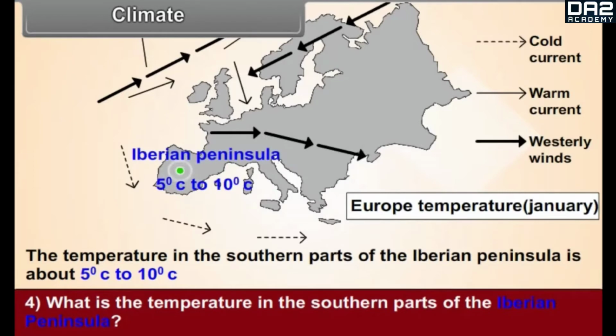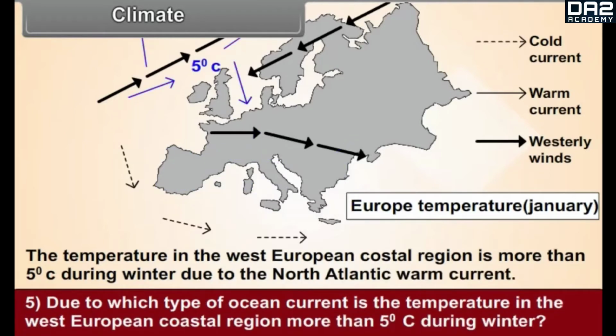Number 4. What is the temperature in the southern parts of the Iberian Peninsula? Number 5. Due to which type of ocean current is the temperature in the West European coastal region more than 5 degrees Celsius during winter?